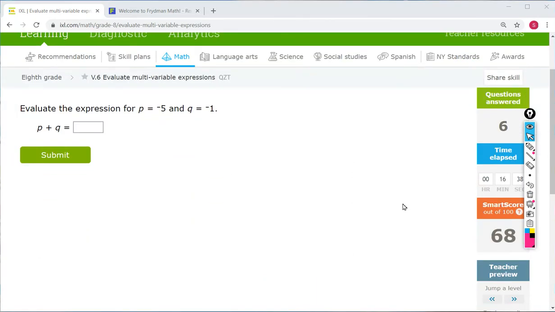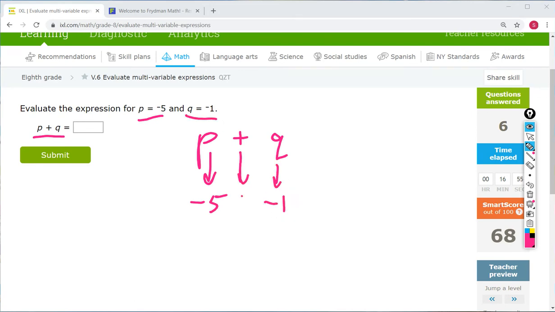Okay, P plus Q. Let's do this one, and then after this one, I think I'll move to the next level. So P plus Q, we're going to plug in -5 for P. We're going to plug in -1 for Q. And we have this plus sign here. Plus negative is going to turn into minus. So we have -5 minus 1.